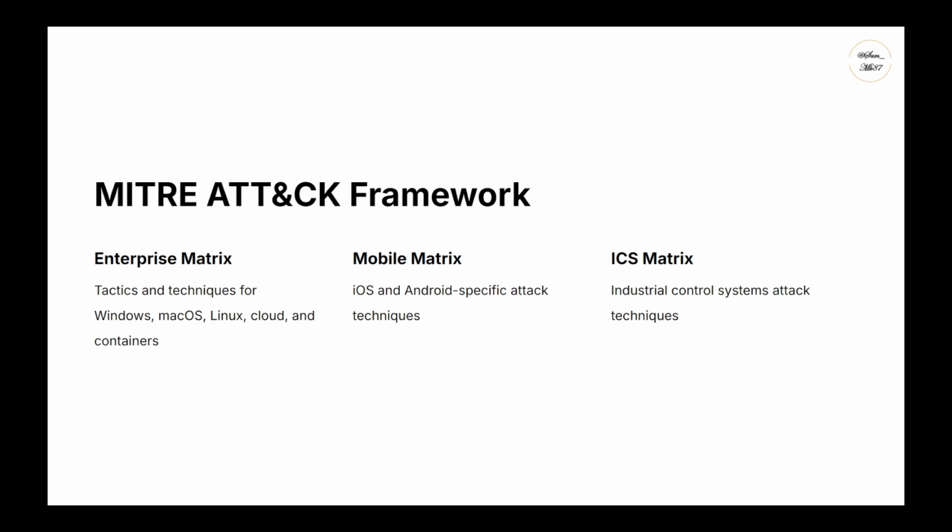Then we have the mobile matrix, which focuses on iOS and Android, outlining how attackers exploit mobile devices through app abuse, SMS phishing, permission misuse, and more. Then we have the ICS matrix, which is designed for industrial control systems, like those used in manufacturing or energy infrastructure. It highlights techniques that can disrupt or manipulate physical processes critical for securing operational technology.